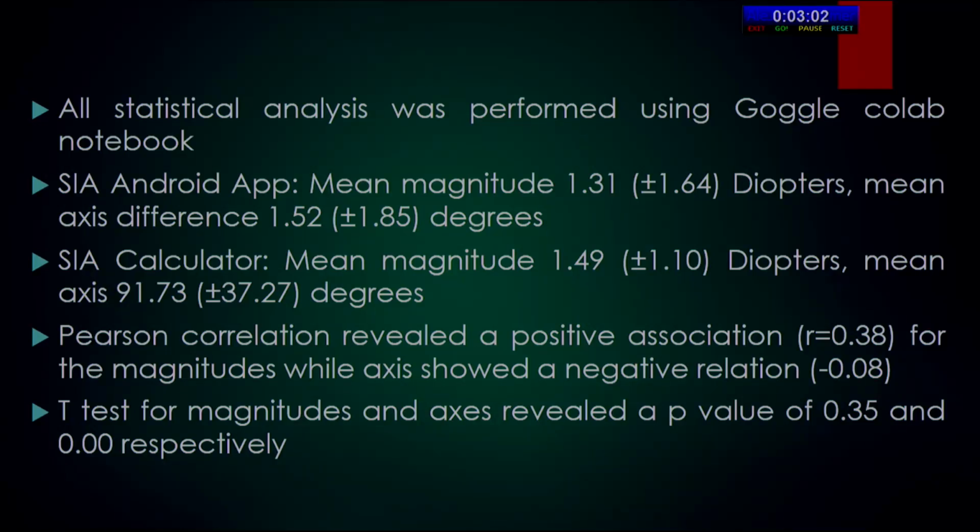For the SIA Android app that we made, the mean magnitude was 1.31 diopters and mean axis 1.52 degrees. And in the existing SIA calculator, the mean magnitude we got was 1.49 diopters and mean axis 91.73 degrees. Pearson correlation revealed a positive association, that is R equal to 0.38 for the magnitudes, while axis showed a negative relation of minus 0.08. The t-test for magnitudes and axis revealed p-values of 0.35 and 0.00 respectively.